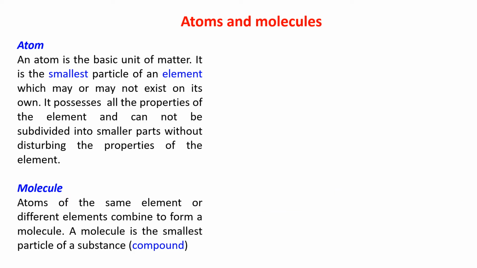Atoms and molecules. Atom. An atom is the basic unit of matter. It is the smallest particle of an element which may or may not exist on its own. It possesses all the properties of the element and cannot be subdivided into smaller parts without disturbing the properties of the element.